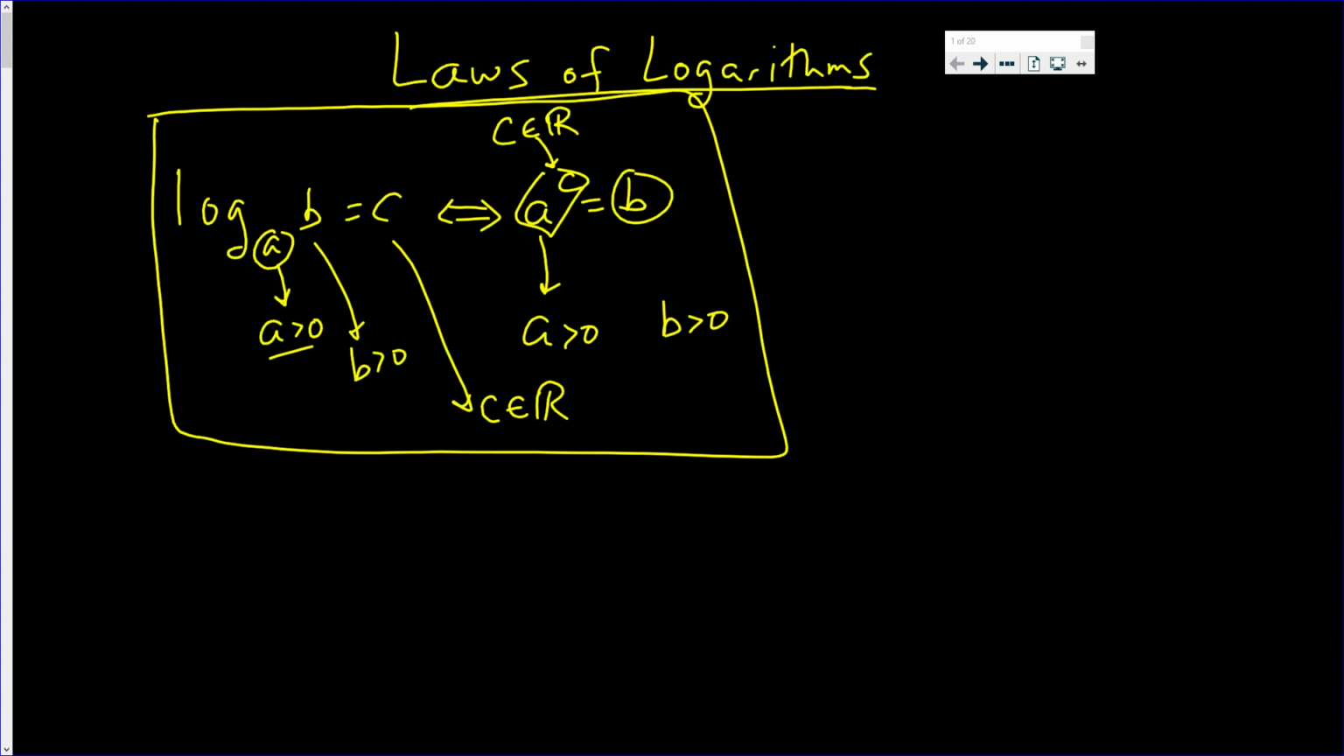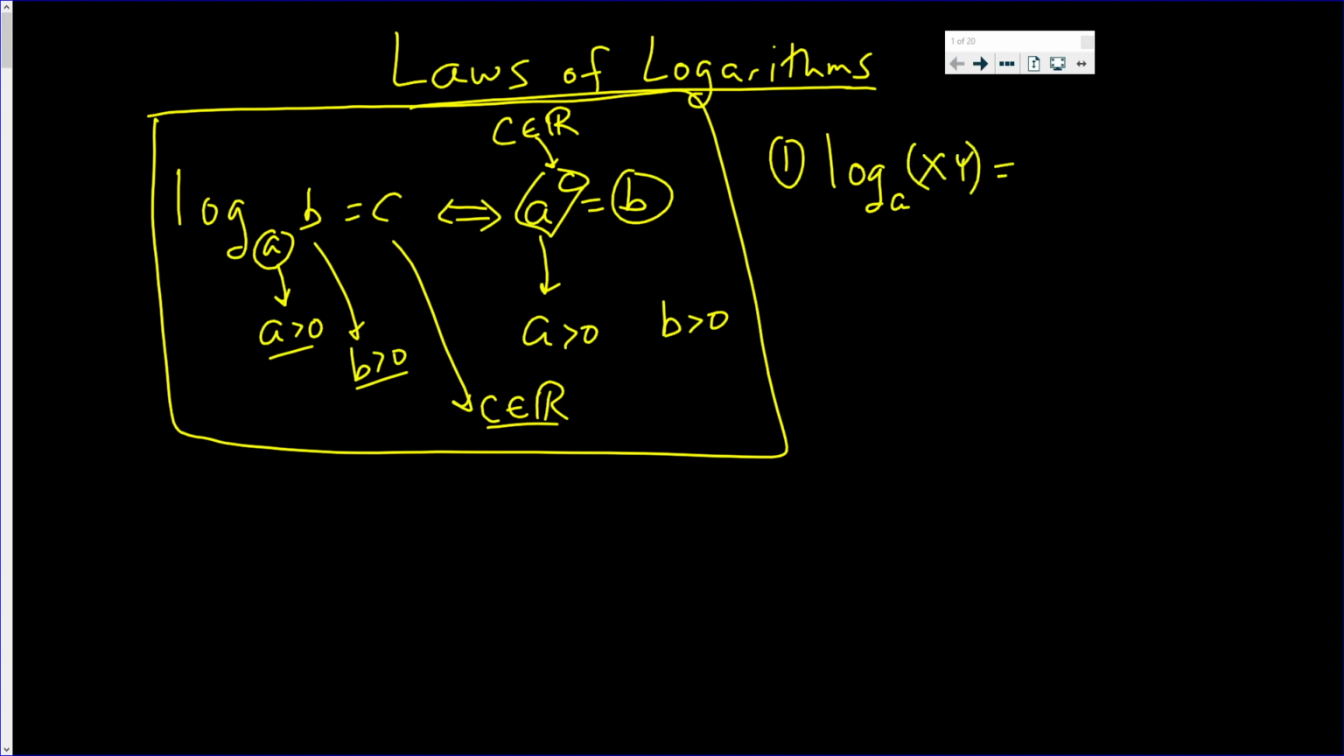Okay, now that we talked about what A, B, and C can and cannot be: A can't be negative or 0, B can't be negative or 0, C can be anything. A has to be positive, B has to be positive, C can equal anything. Now, with these rules that I'm going to write down, you have to be careful about whether or not what I'm about to write is always equal.